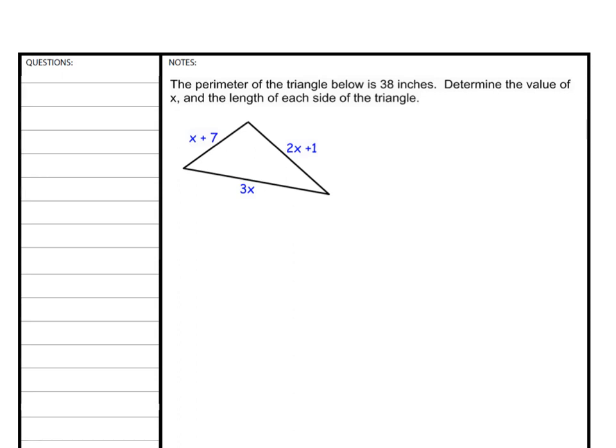On the back we have a triangle, and it has the perimeter of the triangle below is 38 inches. Determine the value of x and the length of each side of the triangle. So let me read that again and find the important stuff. The perimeter of the triangle below is 38 inches. So they gave me units I need to use this time, and that said it was the perimeter. So that means to me I'm going to add all the sides.